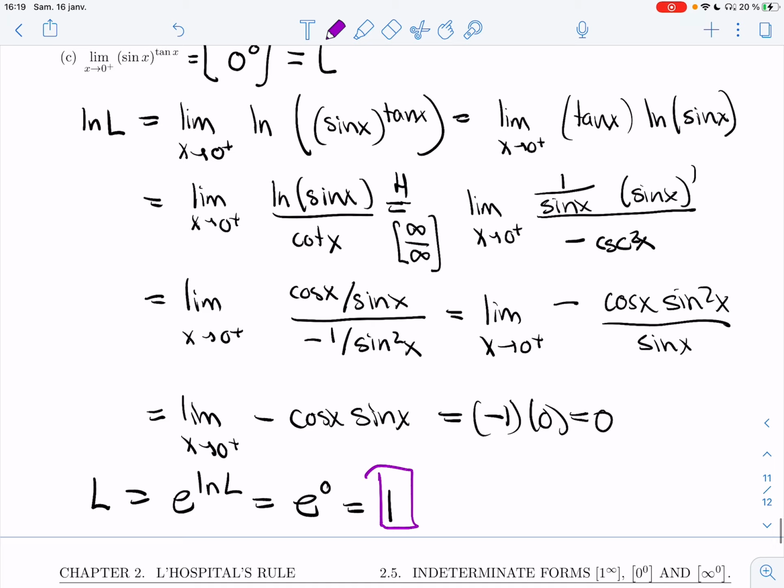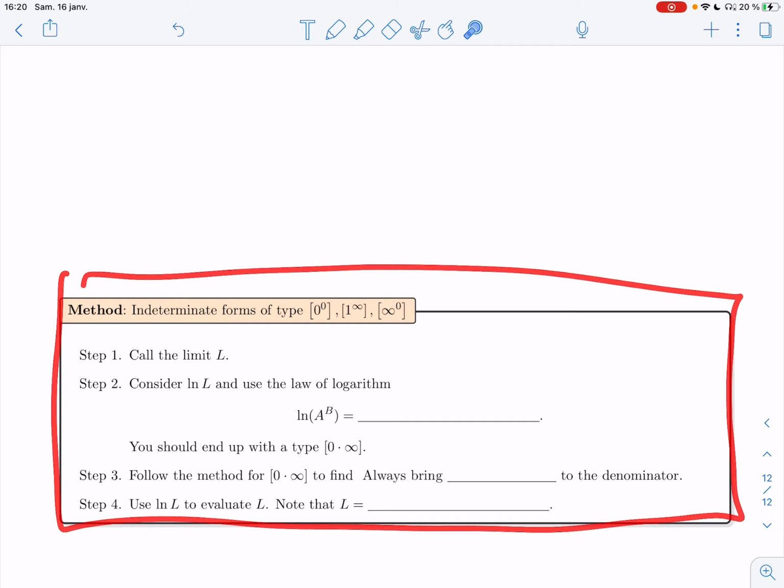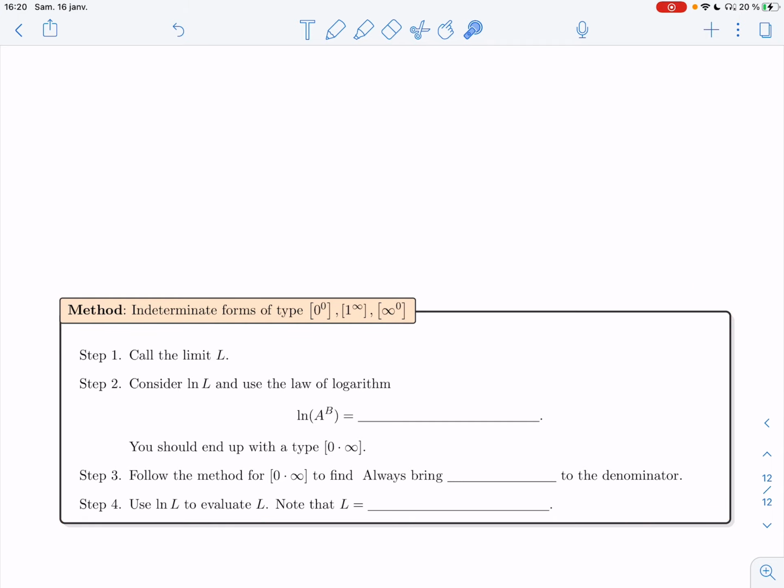All right, let's stop here. There's one final example, so I'll do one more video, I'll do one more example, and then I'll recap the method for these exponent forms. All right, so one more video in this chapter, and then we'll be done with L'Hopital.